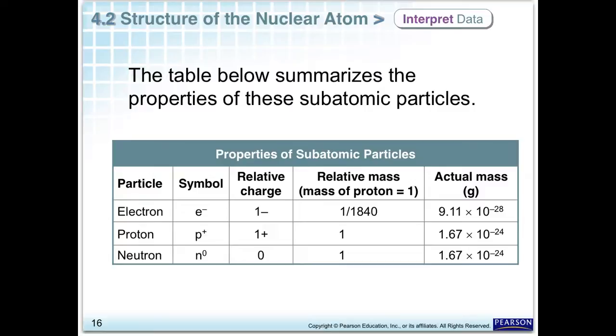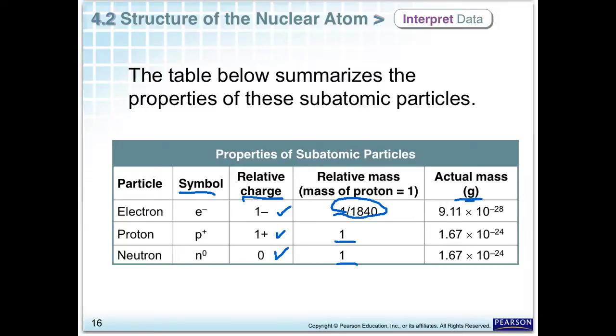This table summarizes the three subatomic particles. This symbol is how we will typically abbreviate the different particles. Their charges: electrons with a -1 charge, protons with a +1 charge, and neutrons being neutral. The relative mass, understanding that the mass of a proton is assigned an arbitrary value of 1, and neutrons have about the same mass, and the electron, rather, has a much smaller mass.